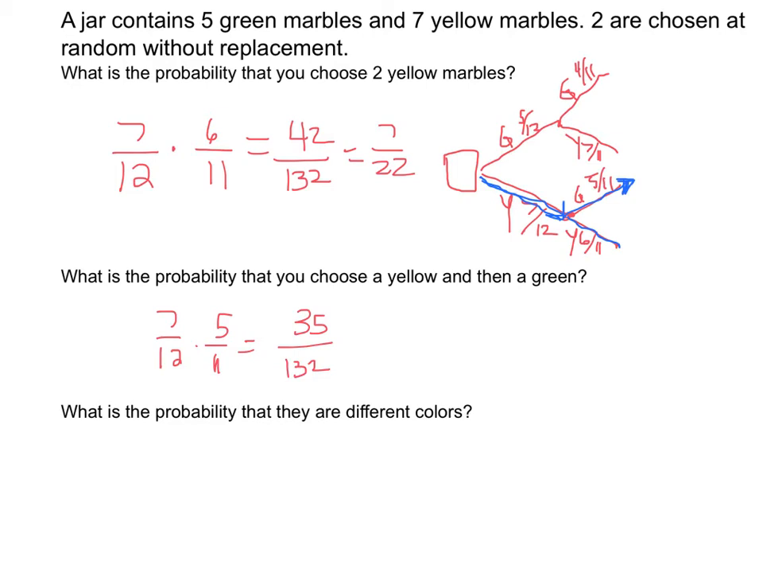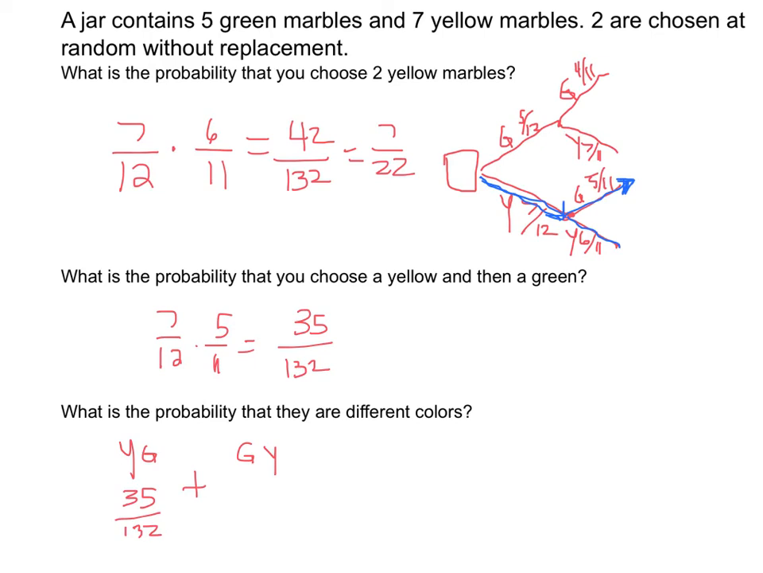Now the question says, what is the probability that they are different colors? This is a different question, because there are 2 possibilities. It could be first yellow and then green, or first green and then yellow. We actually need to find both of them and add them together. So let's go back to our chart. First yellow and then green we did in the last problem. That's just 35 over 132, from part B.